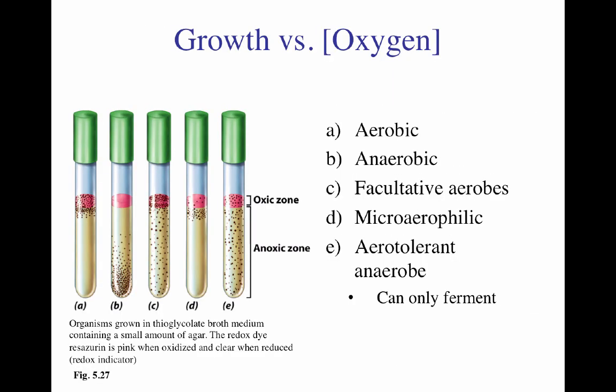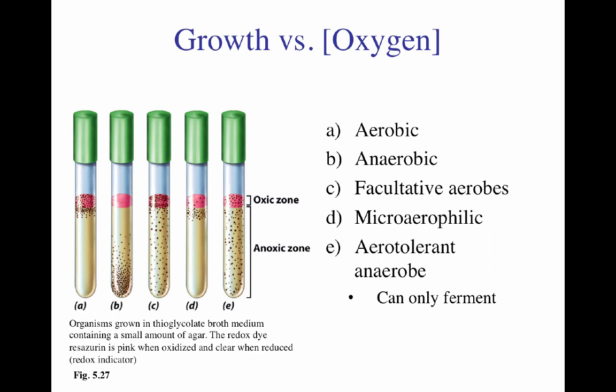Last but not least, I'm going to talk to you about oxygen. And here we have 5 different microorganisms categorized according to how much they like oxygen. On the left, we have 5 different tubes, and those tubes contain thioglycolate broth, which is a kind of media that has been spiked with some agar to make it a little bit viscous. They also added the red dye resazurin, and that dye turns pink when there's oxidation, so only in the area where oxygen is present. So now you have bacteria that are aerobic, like Pseudomonas aeruginosa.